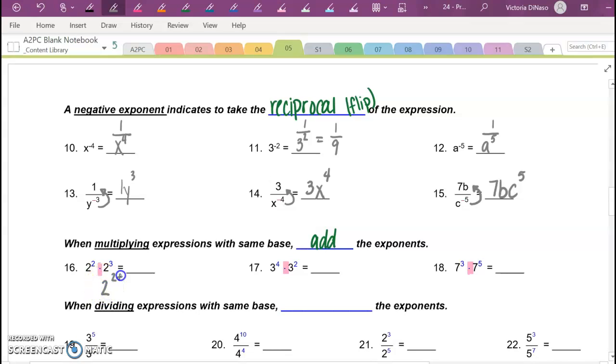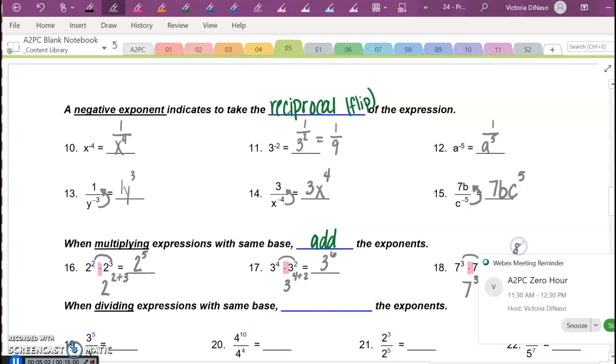So we're going to do 2 plus 3. So we are adding the exponents. So we have 2 to the power of 5. In number 17, you are adding the exponents. So we have 3, and then we have 4 plus 2. So we have 3 to the power of 6. In number 18, my base is 7. So we're going to add these exponents. We have 3 plus 5, so we have 7 to the power of 8.